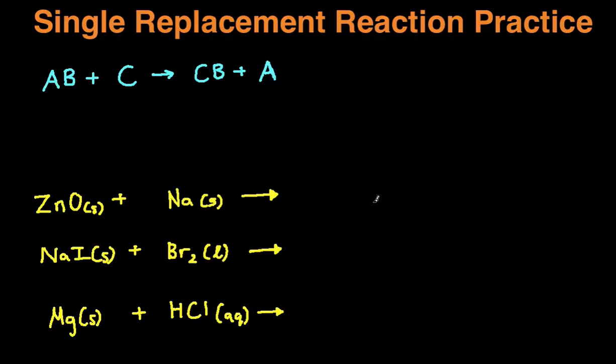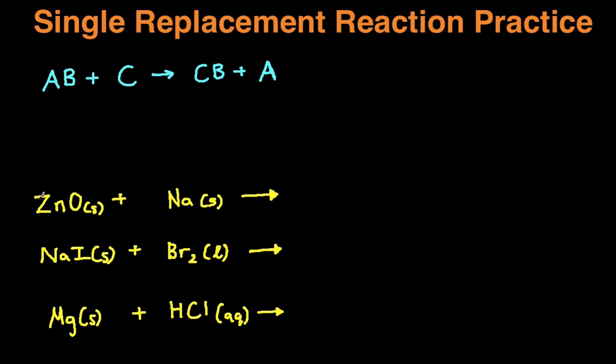In today's video, we'll be working through some single replacement reaction practice problems together. So really quickly, a single replacement reaction happens when an ionic compound reacts with either an element or a compound made of a single element, and then it produces another ionic compound and an element or compound made of a single element. And then we'll work through these three example problems together.